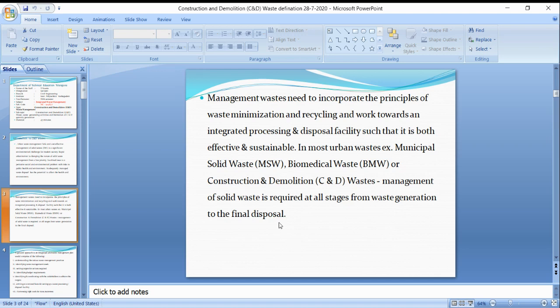So at every stage of waste generation a management is required, and it will be looked after till final disposal. For example, whether you are taking the municipal solid waste, the biomedical waste, or the construction and demolition waste, whatever waste you are generating, from the initial stage to the final disposal, the management has to look after all the stages of waste generation. So we are studying about integrated solid waste management.